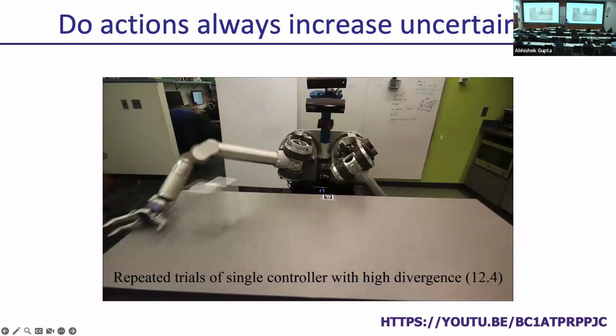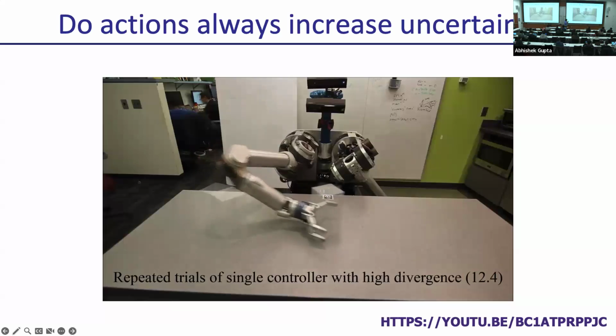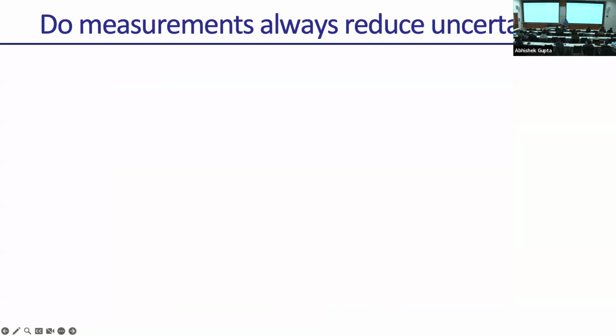As a rule of thumb in your car, for instance, most things will increase uncertainty, but there are certain examples where that doesn't happen. So don't take that as a rule of thumb. The converse question is, do measurements always reduce uncertainty?